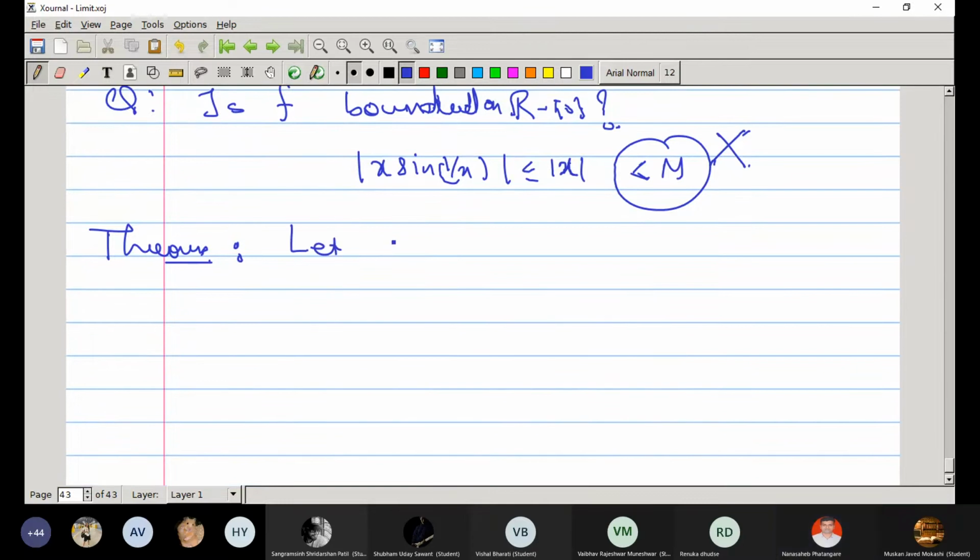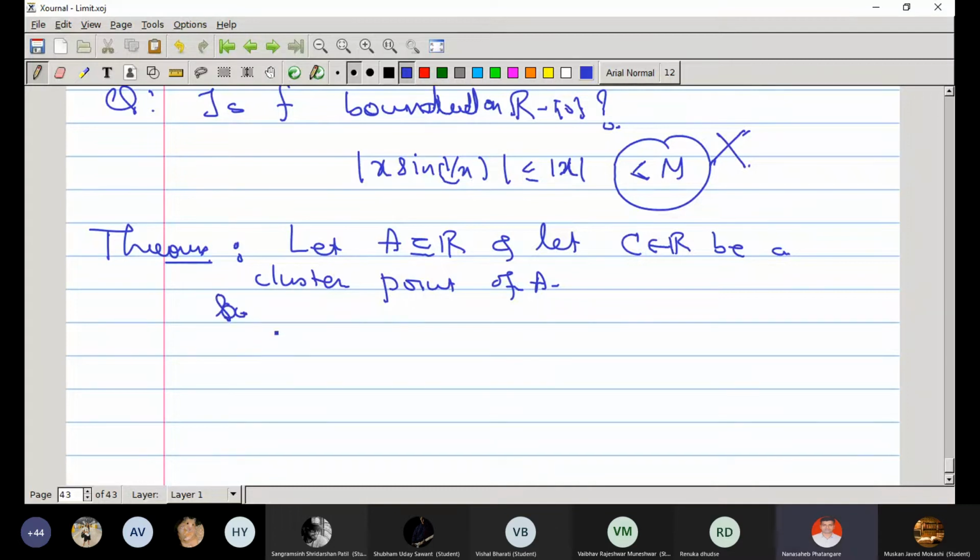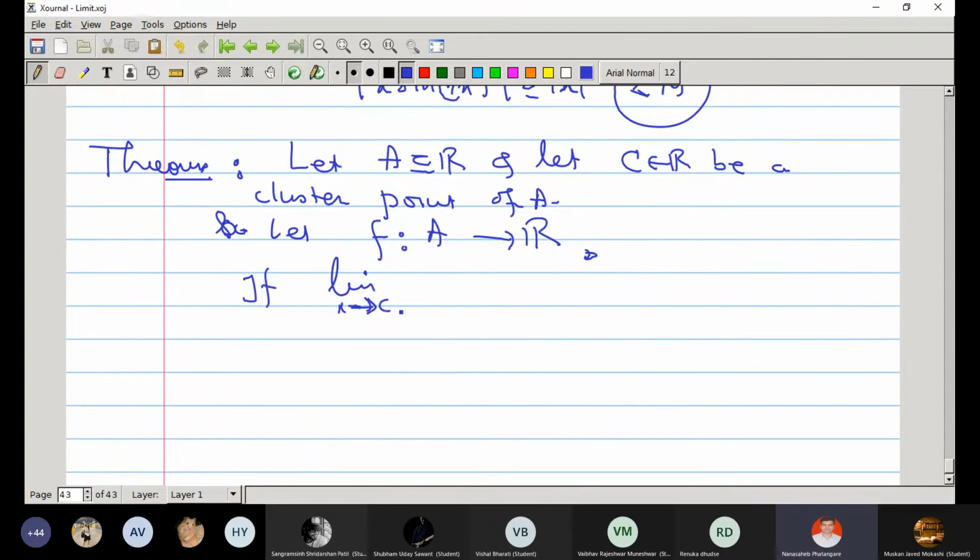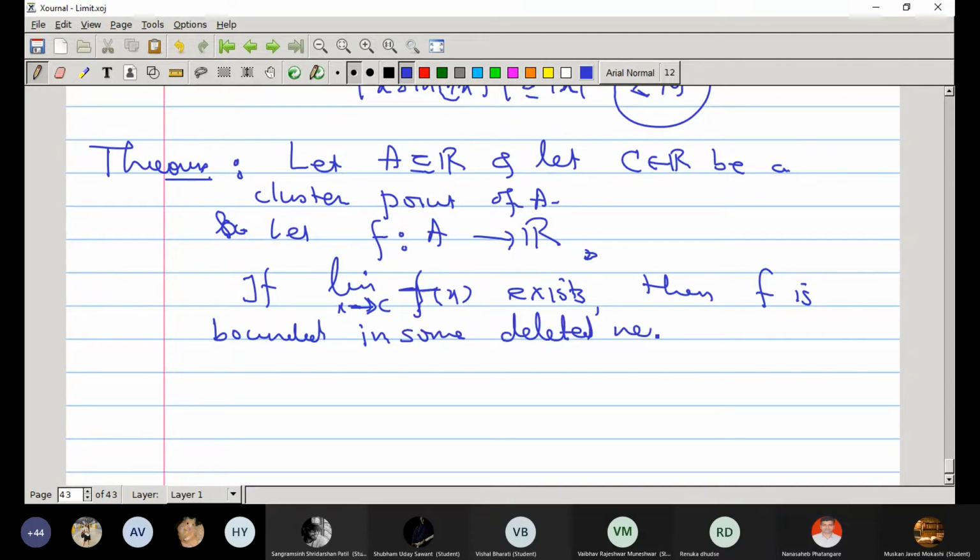So let A be a subset of R and c belongs to R be a cluster point of A. Suppose f is a function defined on A. So if limit x tends to c of f(x) exists, then f is bounded in some deleted neighborhood of c.